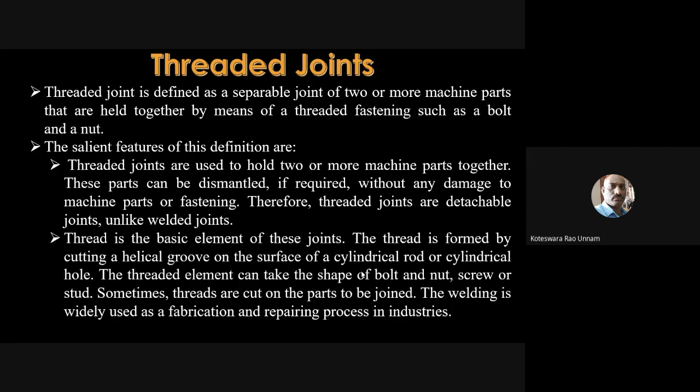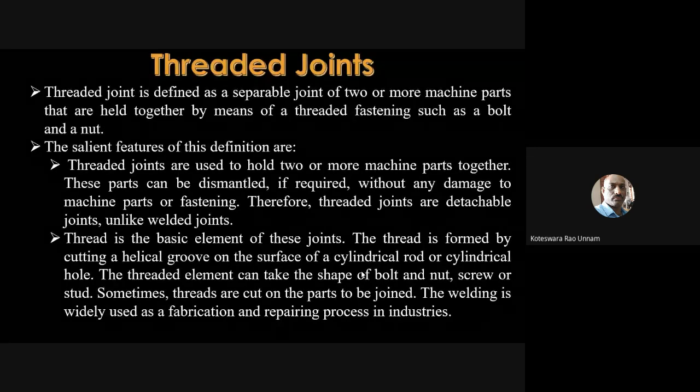Thread is a basic element of these joints. So in the case of threaded joints, like I already said by the definition, there should be some threaded component. Then only we'll call it a threaded joint. So that means a thread is the basic element of these threaded joints. How is the thread formed? What is the definition of a thread? A thread is formed by cutting a helical groove on the surface of a cylindrical rod or a cylindrical hole.